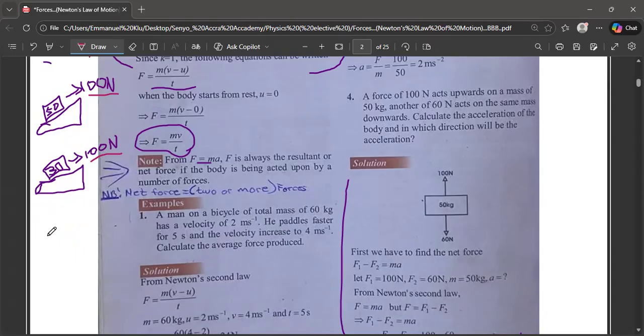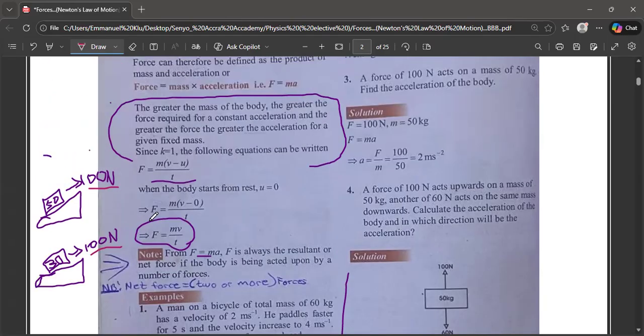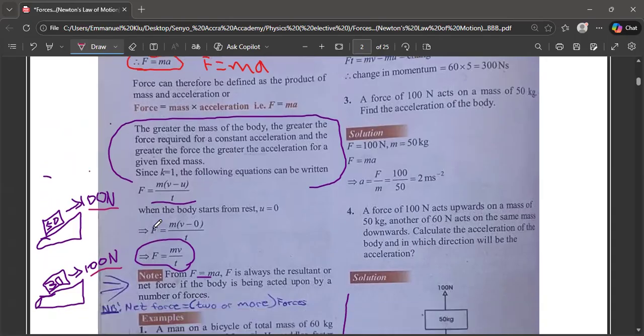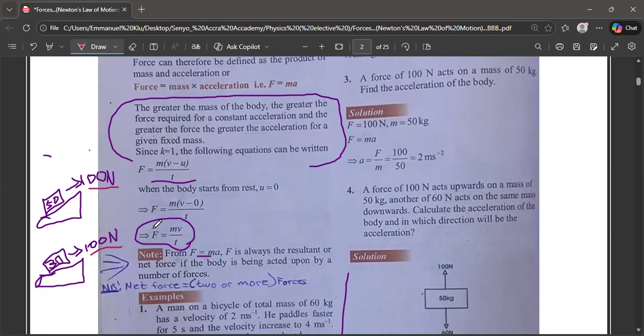I hope you are clear now, or do you want me to bring the question again so you get the whole concept of what I'm trying to put across? My scenario is: why does a heavier object accelerate less than a lighter one under the same force? So you see that I have just changed a theoretical question into a mathematical question.